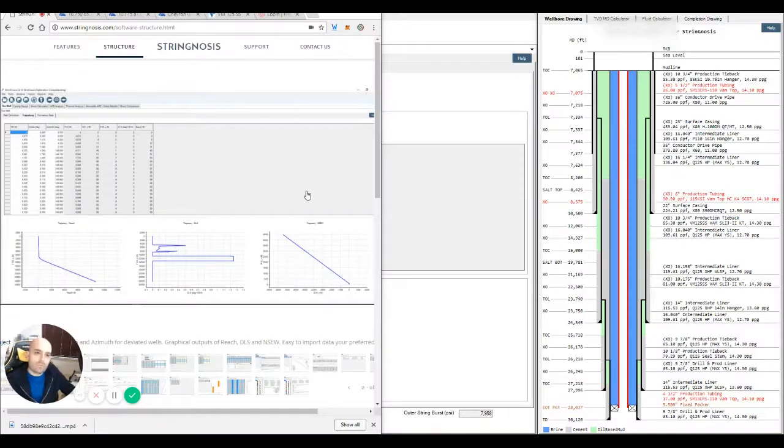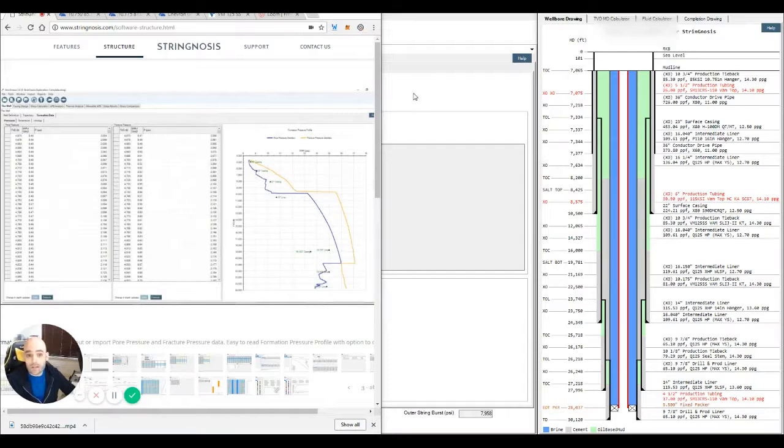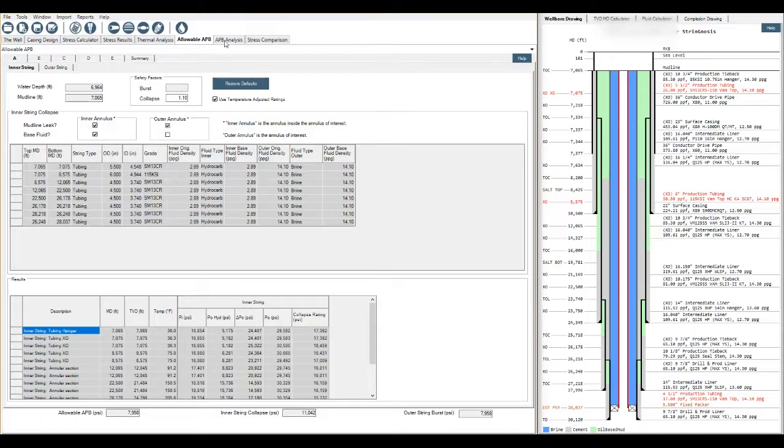So now we have some thermal profiles built and cases built. What we can do is use these inside our annular pressure buildup modules to calculate what the potential APB is during different scenarios. So we actually have two different modules here.